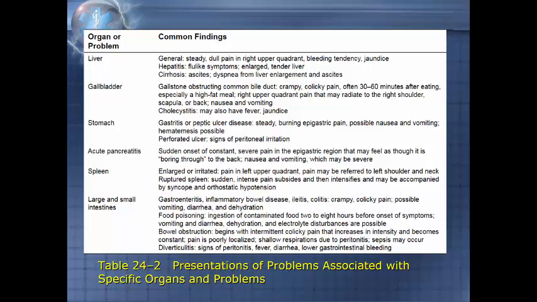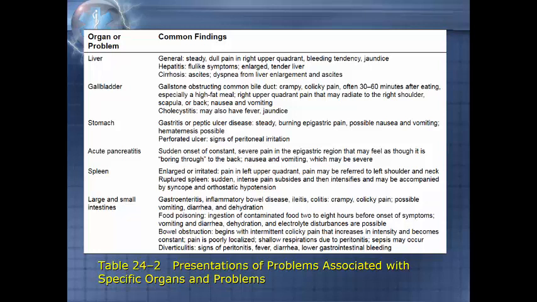For your spleen, if it's enlarged or irritated, you may have pain in that left upper quadrant, and it may be referred to the left shoulder and neck. If you have a ruptured spleen, you have a sudden intense pain that subsides, and then it will get worse and worse and worse, and they may have a syncopal episode and some orthostatic hypotension due to blood loss.